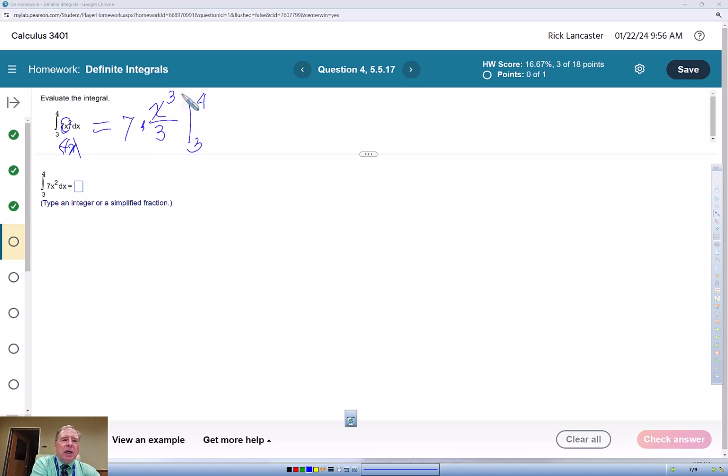Now, I've had students ask me, can we cancel these 3's? Well, no, we can't, because this 3 is the exponent on the x, and this is just division by 3. So normally I would write this as 7/3 x cubed, then we're going from 3 to 4.